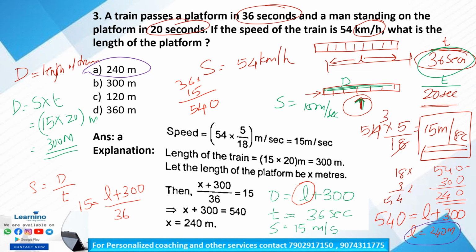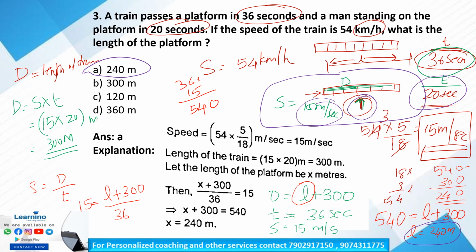Here we have to first calculate the length of the train by the second data given in the question. That is, the time is given, a man is standing, so the length of the man is not under consideration. So speed of the train is 15 meter per second.